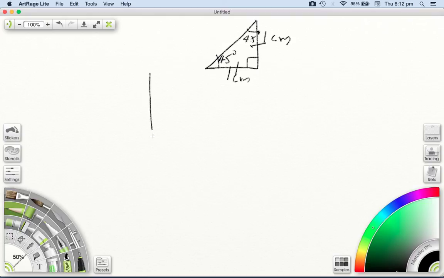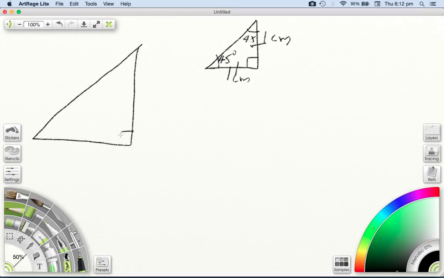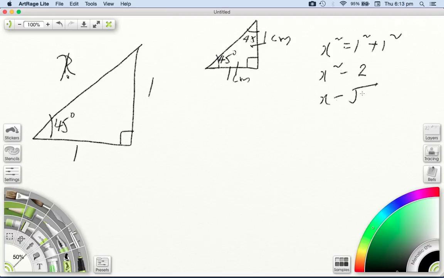Now, let me just draw it again. Okay, now, so this is 1, this is 1, this is 45 degrees. Now, I don't have to write this, I just need one of the angles. So, if this is 1, what is this value here? Well, think about it. This is using Pythagoras' theorem. X squared equals 1 squared plus 1 squared. X squared equals 2. X equals root 2. So, square root of 2.